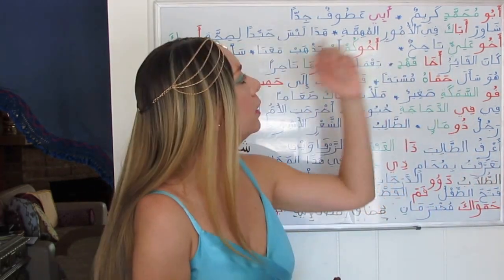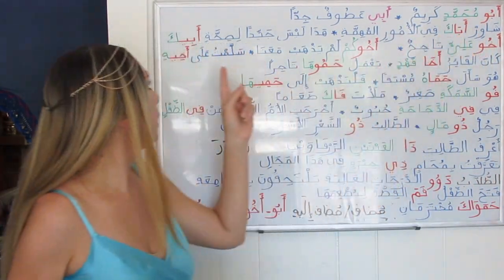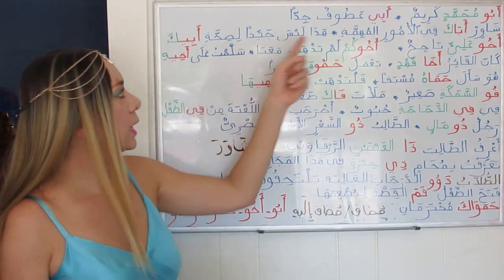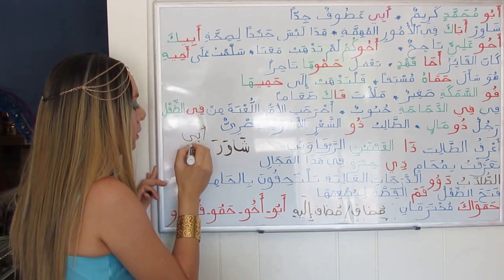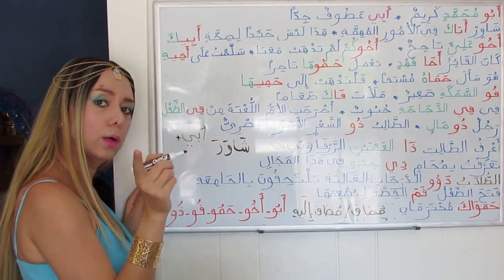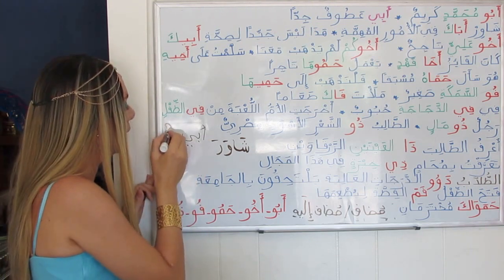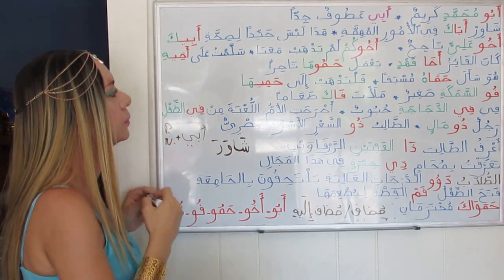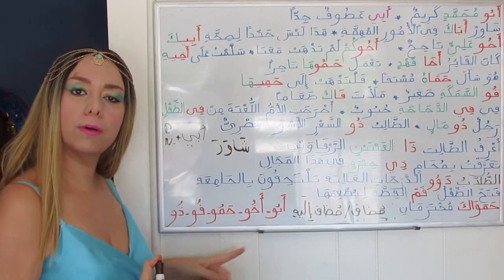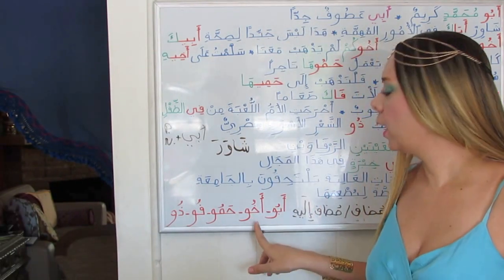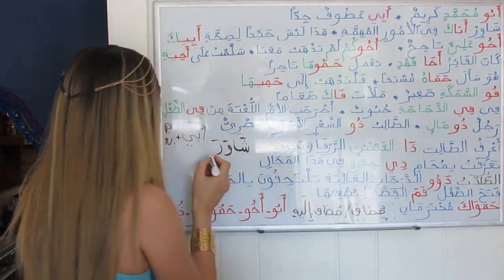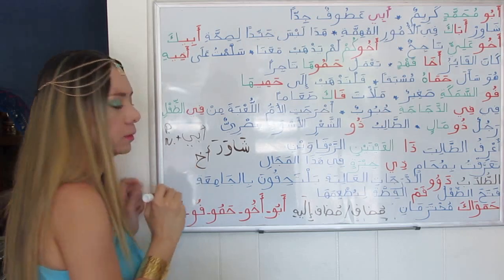Alright, so we have abu, aba, abi. Not abi like this, it's abi plus pronoun or noun to be part of the 5 nouns. أخو. أخو is the construct state of أخ. أخ means brother. أخ.